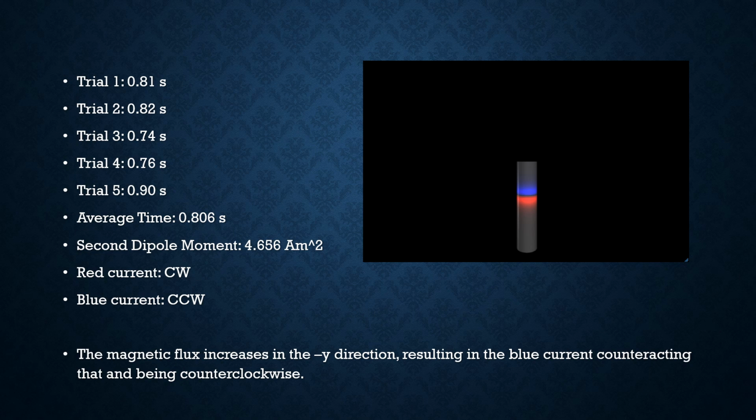GlowScript as 4.656, and I found the red current to be in the clockwise direction, while the blue current would be counterclockwise, because the magnetic flux increased in the negative y direction, resulting in a blue current counteracting that, and therefore that blue current must be counterclockwise.